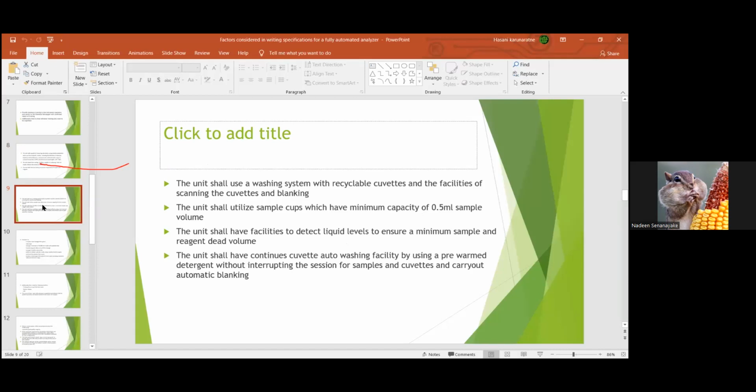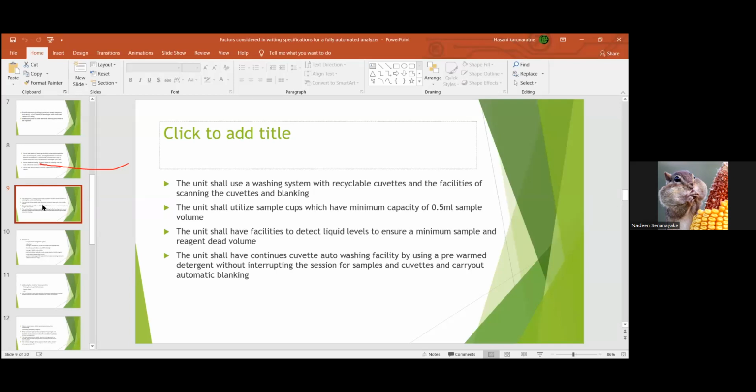And it should use sample cups which have a minimum capacity of 0.5 milliliter of sample volume. If we are going to use it for pediatric units, it should be lesser than that. Better if it is lesser than that. It should have facilities to detect liquid levels to ensure minimum sample and reagent dead volume.